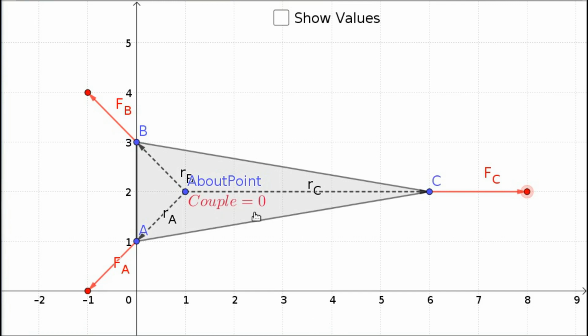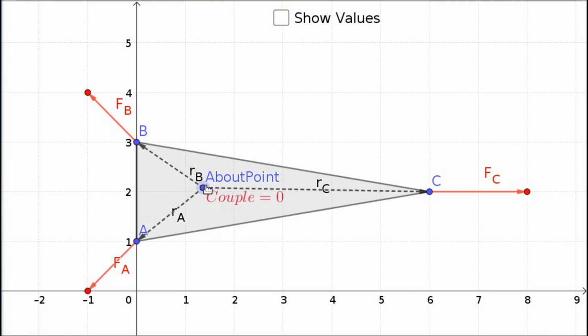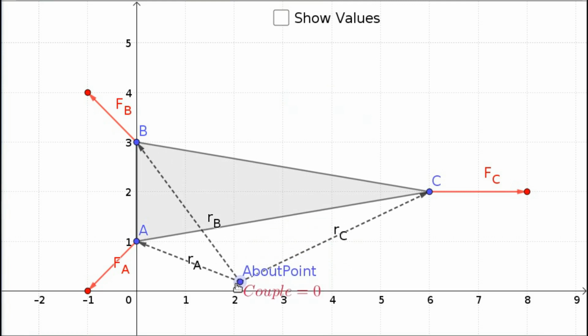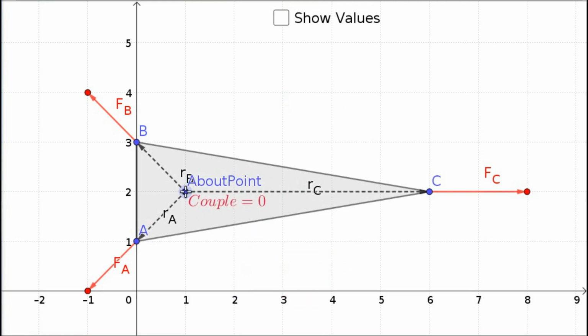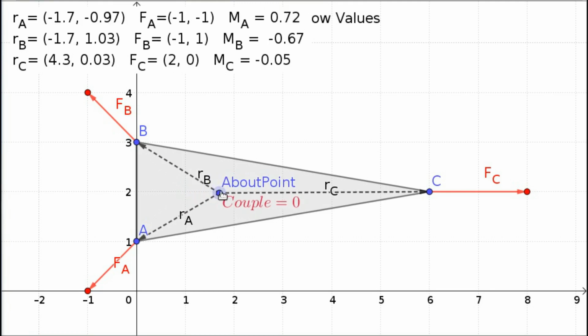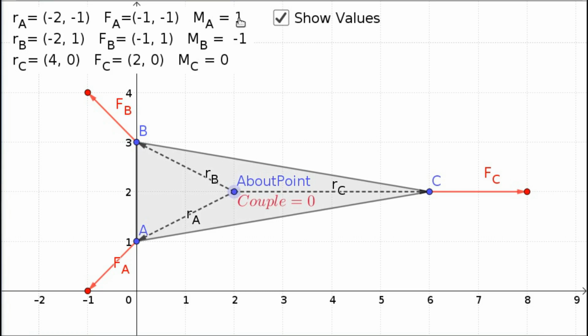we see the couple at that point is still 0, but the couple at any other point is 0 also. That's because, again, the resultant is 0 and all 3 forces' lines of actions cross at the same point. So now this body, triangular body here, is in equilibrium. So we can see here all 3 moments are 0 at this point, but at another point they're not. But they cancel out.